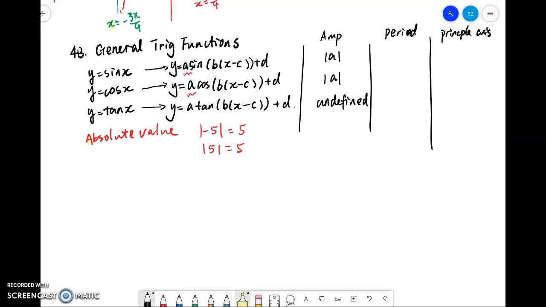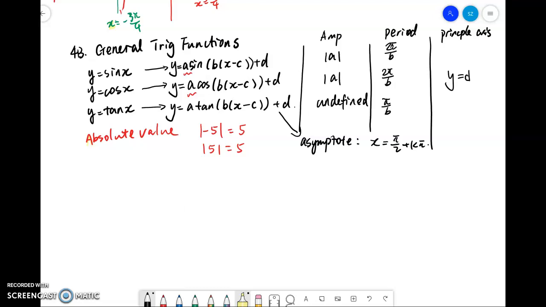Okay, period: sine is 2 pi on b, cos is 2 pi on b, and then tangent is pi on b. The principal axis is all y equals d. Okay, I know this looks very easy, but this is just a recap, and these are the things that have to be in your head. Okay, these are the things you need to remember instead of putting on your cheat sheet. And with the tangent function, we know the asymptote is x equals pi on 2 plus k pi. Okay, this is a summary.